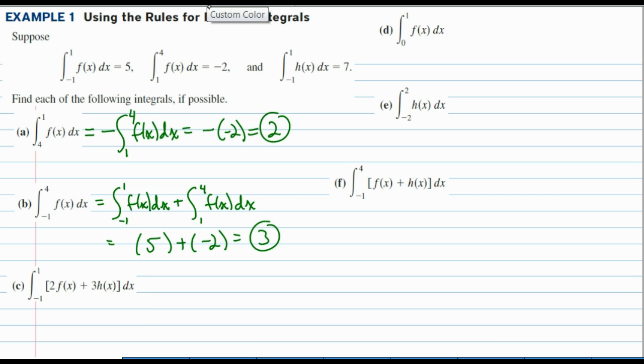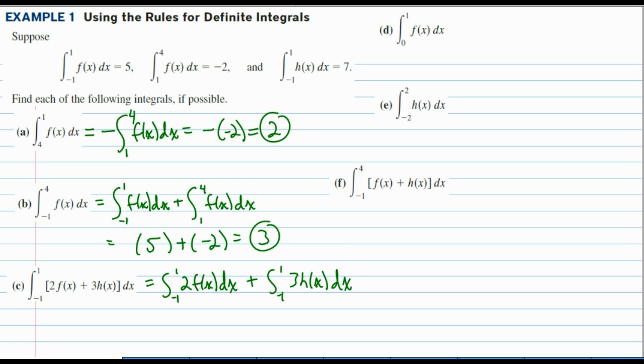Now part C, you may be able to see what is going to happen right away here, but I'm going to write out all my properties just to show you how to use them. I want the integral from -1 to 1 of 2 f of x plus 3 h of x dx. First things first, let's separate f and h into two different integrals. So I'm going to do the integral from -1 to 1 of 2 f of x dx, and add that to the integral from -1 to 1 of 3 h of x dx.